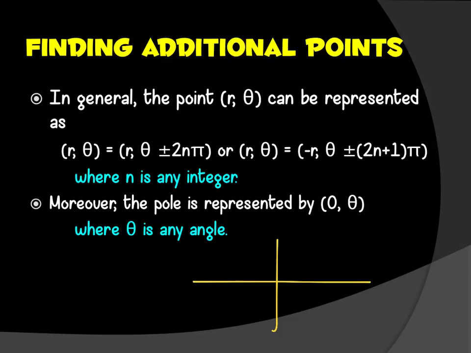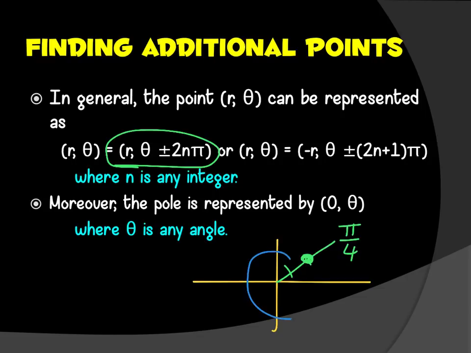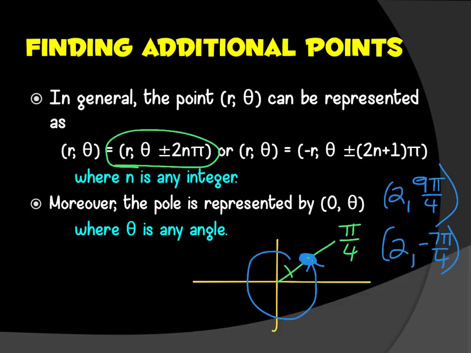Because think about if it's negative. So let's just say I went to pi over 4 and it was (2, pi over 4). So I plot my point. This first one is saying if I add 2 pi, so that I'd be at 9 pi over 4, I'd be back in that same spot. So (2, 9 pi over 4) would also give me the same rectangular coordinate, right? Same thing if I subtract 2 pi, so (2, negative 7 pi over 4) would also be that same point on my circle.